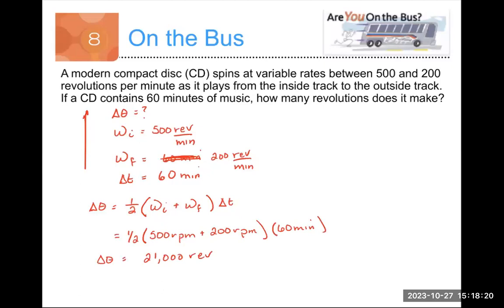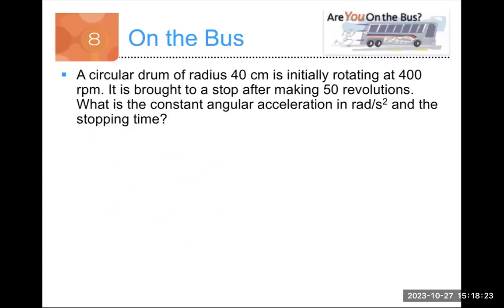Okay, let's try another one. In this one, we have a circular drum of radius 40 centimeters, initially rotating at 400 RPMs. So omega I is going to be 400 revolutions per minute. It is brought to a stop, so delta theta is 50 revolutions. You're asked for constant angular acceleration, and you're also asked for stopping time.